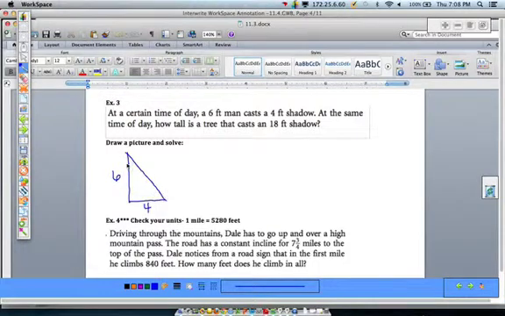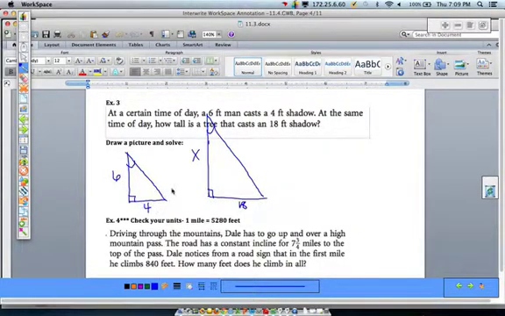At the same time of day, so that means the same angle of the sun, we've got this really tall tree. And it casts a shadow that's 18 feet. I clearly did not draw that to scale. We want to know the height of this tree. So again, if it's the same angle of the sun, we've got similar triangles.